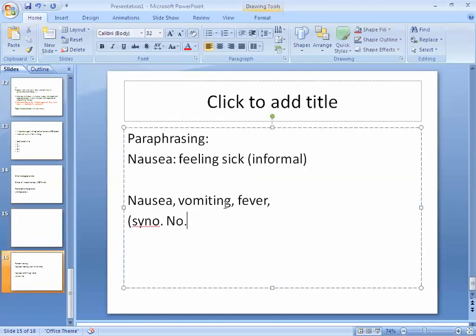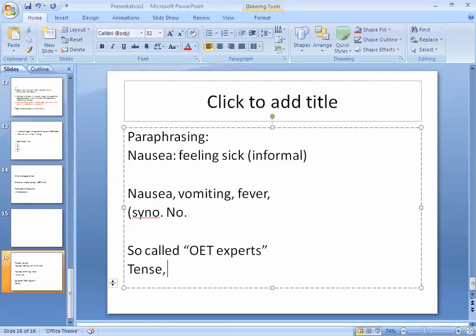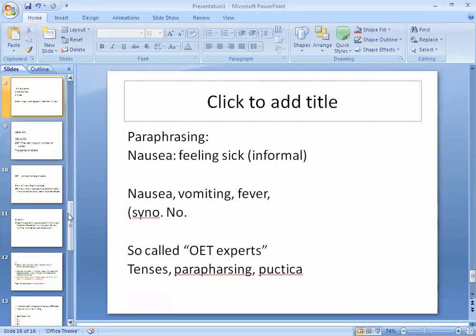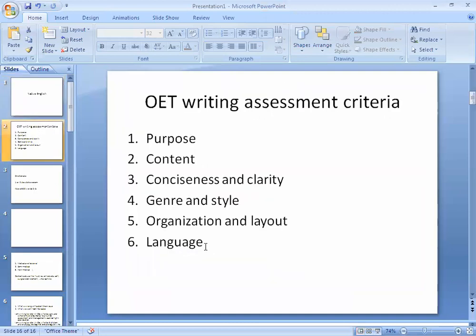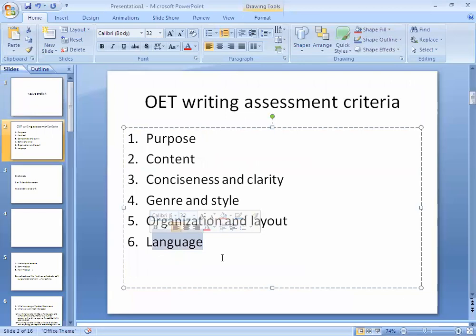The problem is many so-called OET experts just keep teaching doctors and nurses tenses, paraphrasing, and punctuation. They don't focus. Even you can see here at the start, language is just one of six criteria. And these English teachers are only experts in language. They don't know the purpose of writing, what is important.